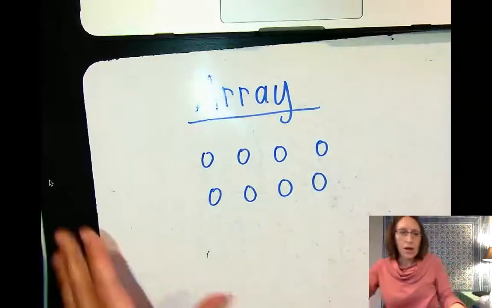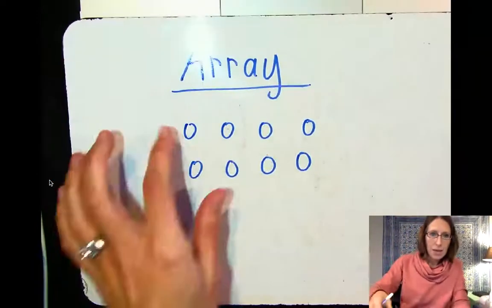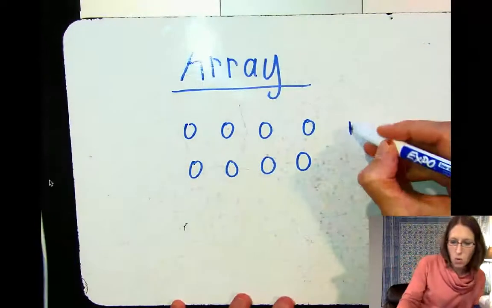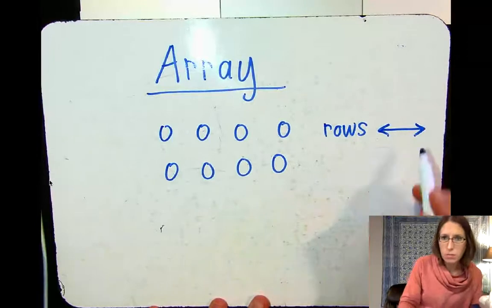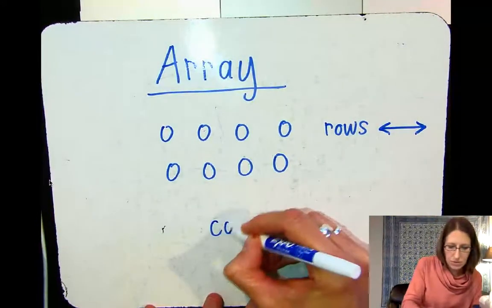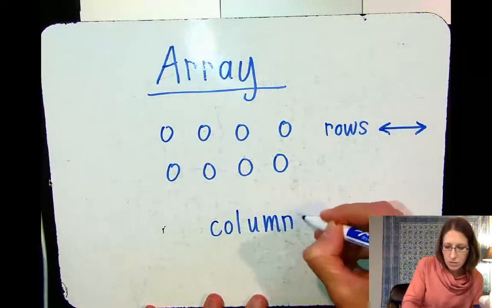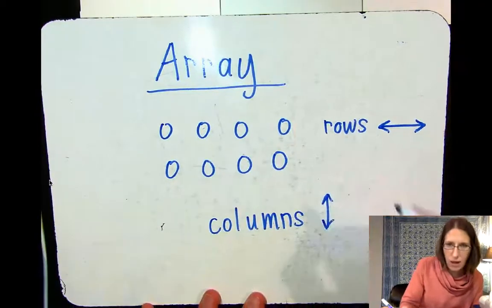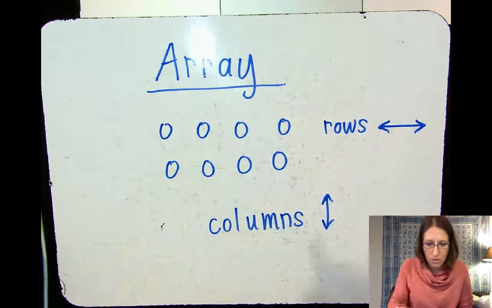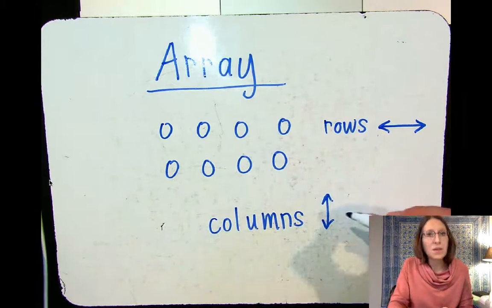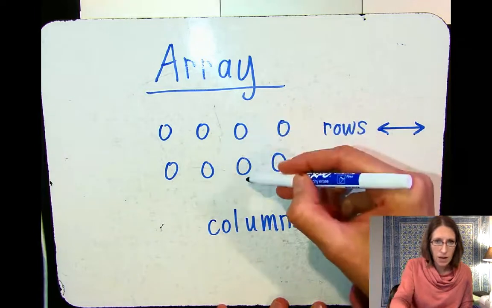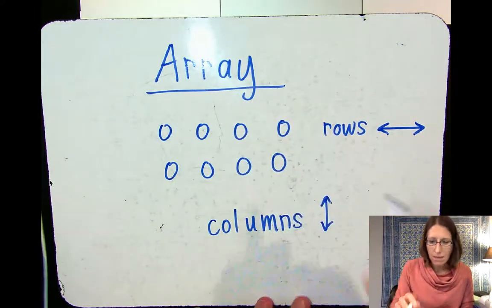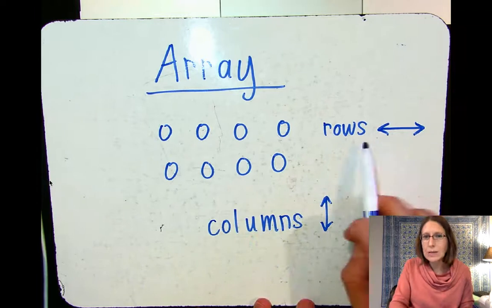So like I said, we're going to learn a little bit about arrays today. And an array is where we organize things or pieces into rows. And rows go this way. Rows and columns. And columns go this way. So columns are kind of the up and down way. So this would be the, let's see, what's that called again? Oh yes, vertical. Vertical means up and down. So columns, you can see a column here and a column here and a column here and a column here. And then the rows go side to side, horizontal.